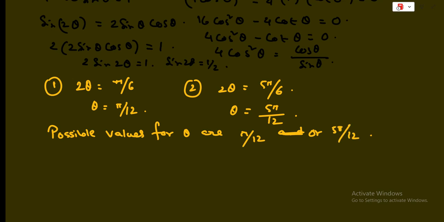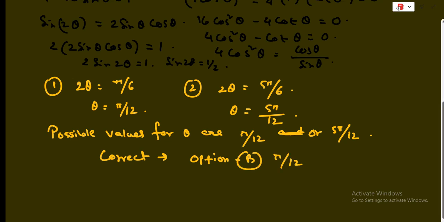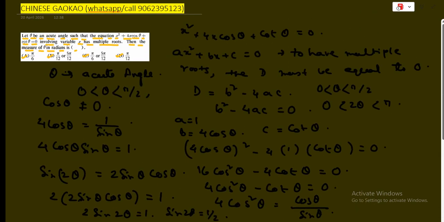Okay, so the correct option is what? Option number B, that is pi by 12 or 5 pi by 12. So we just solved this question beautifully. I hope all the concept, all the logic is clear to you.